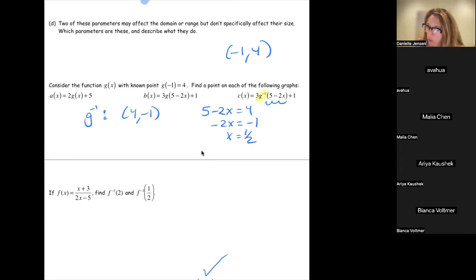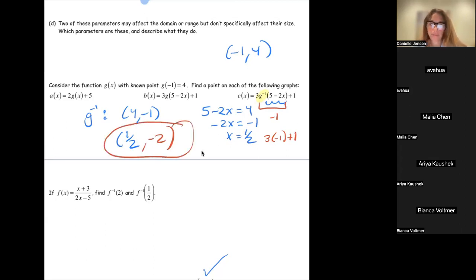So the new x coordinate here would be 1/2. Does that make sense, Malia? Yeah. Okay. Now with the y value, I know coming out of my inverse, this should be -1. So I've got 3 times -1 plus 1. So what would that be? -3 plus 1. Yep, so -2. Yes, that's the new point. Okay, great, thanks. So deal with the inverse first. What's that new point just if it was the inverse, and then do the transformation to each piece.